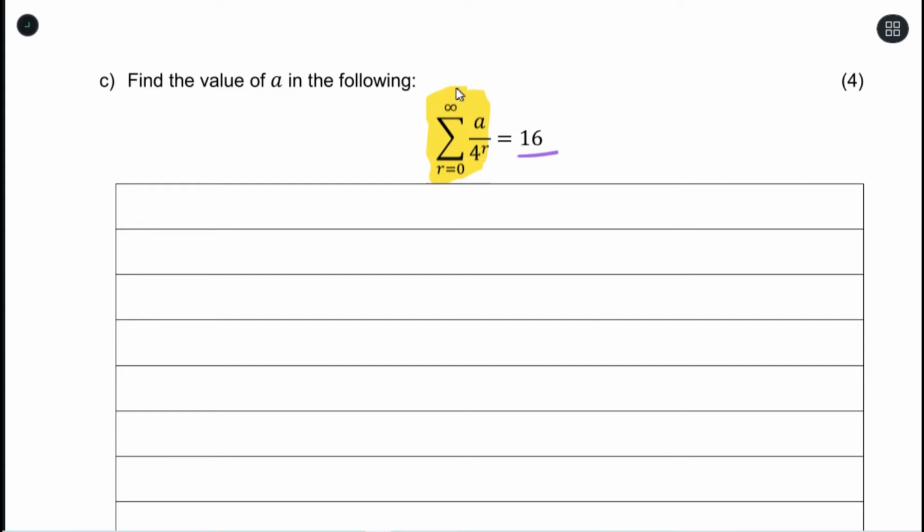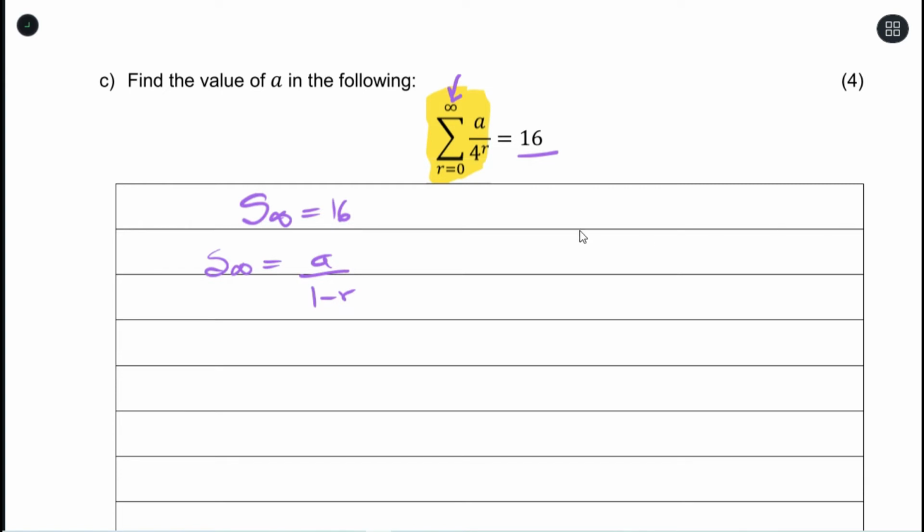Now, since we are trying to find the sum to infinity, we understand that S infinity is equal to 16. That's what this tells me. If you're finding the sum to infinity, the formula is a over 1 minus r. We need to figure out what a is and what r is, so that we can get our values for the sum to infinity.